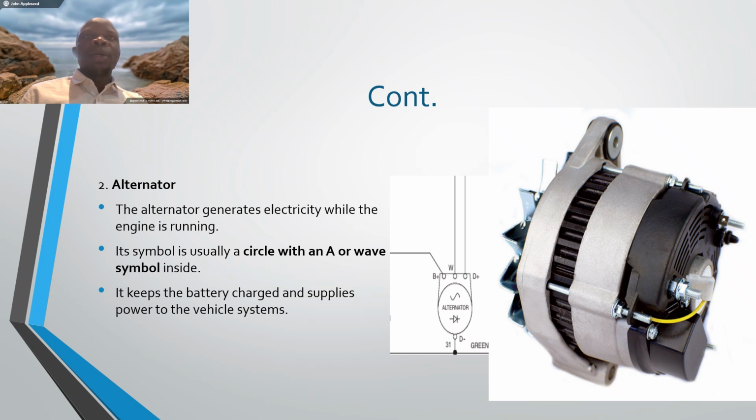Alternator is also a power source. The alternator generates electricity while the engine is running. Before we start the engine, the alternator is not giving power. But when we start the engine, the alternator starts giving us power. So its symbol is as you see it on the screen, and it's the alternator itself. That is how it looks like. It keeps the battery charged and supplies power to the vehicle.